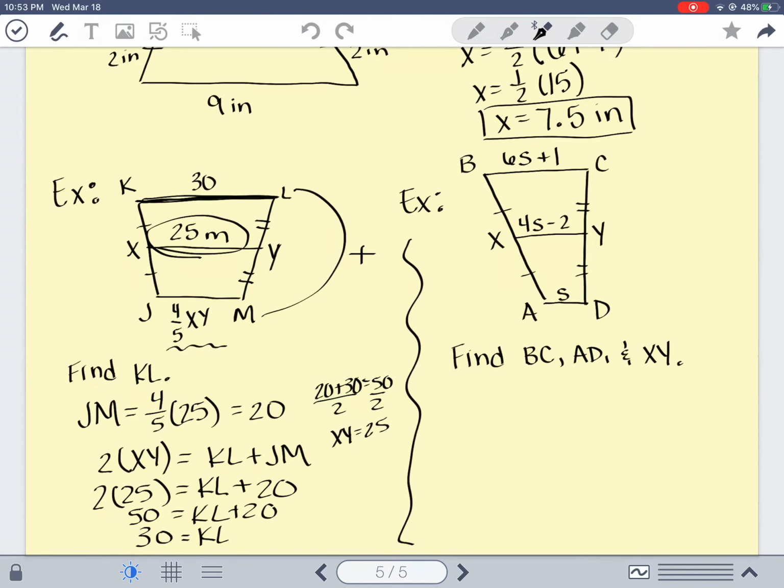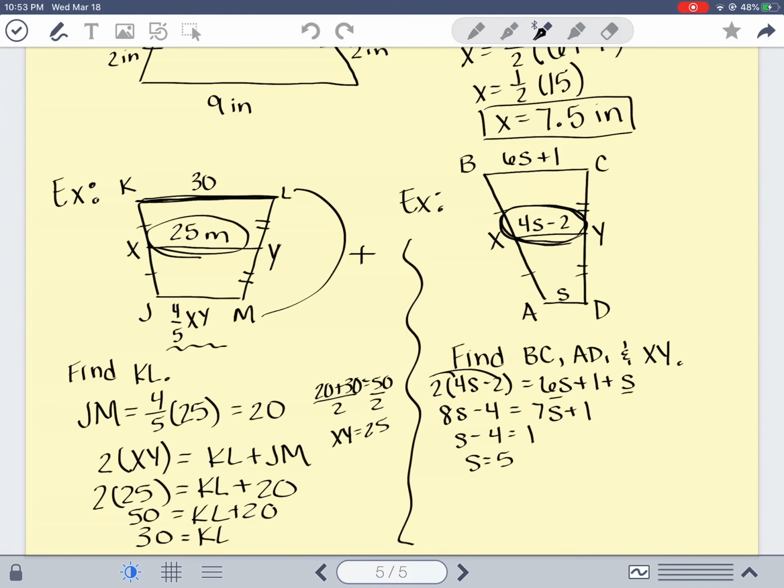All right, our last one, we're going to find BC, XY, and AD. Again, this is an expression, so that's where it's going to be easier to take 2 of your mid-segment. So 2 of our mid-segments is equal to our bases added together. We're going to distribute that in. 8s minus 4, combine our like terms here, is equal to 7s plus 1. Subtract that 7s on both sides. We get s minus 4 equals 1. Add your 4 over, you get s equals 5.